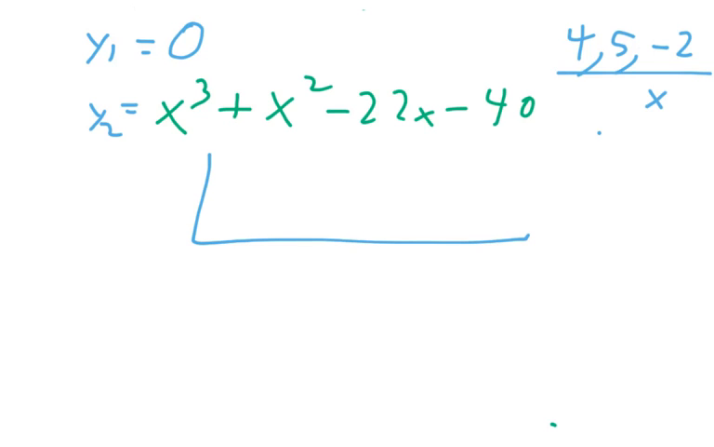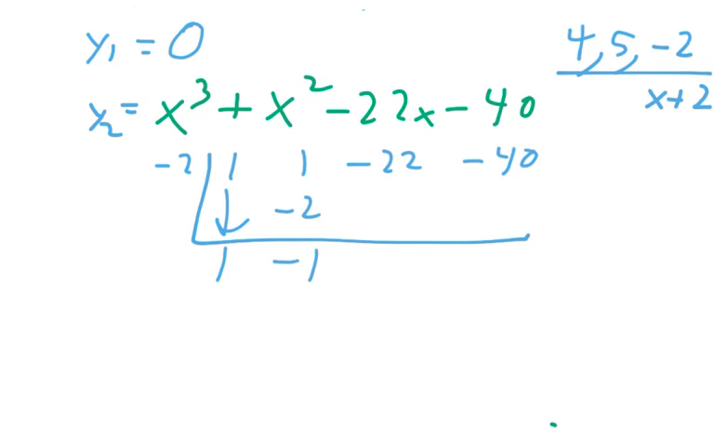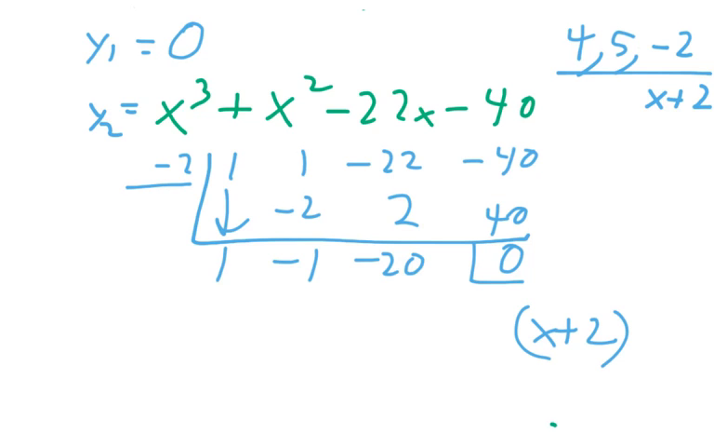And so I'm going to use the x minus 2, which means I'm going to have plus 2. And we really could use either one. So 1 brings down, negative 2 is negative 1, and then this is positive 2, which is negative 20, and positive 40, which is 0. And so because this is minus 2, we know the factor is x plus 2. And we're left with x squared minus x minus 20.